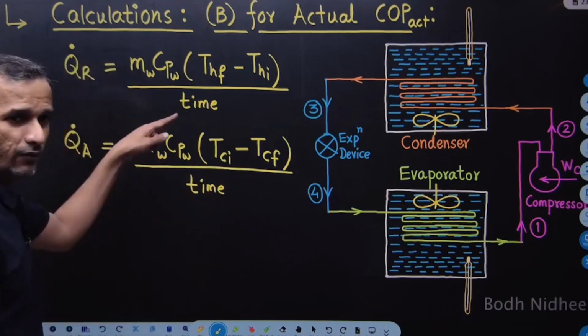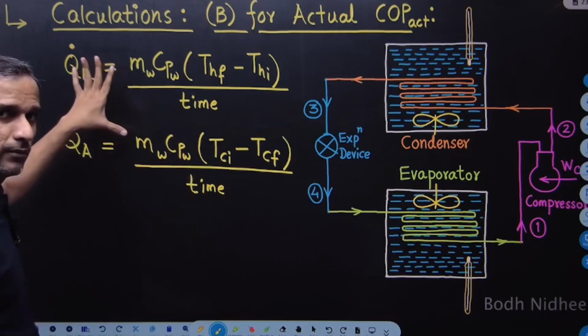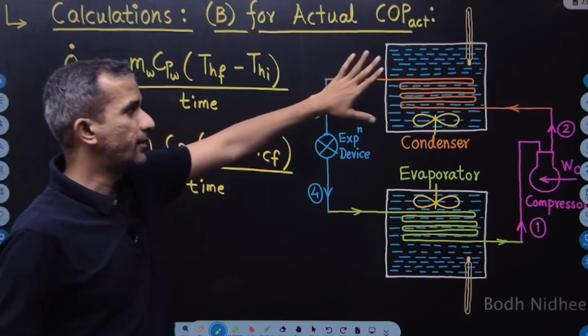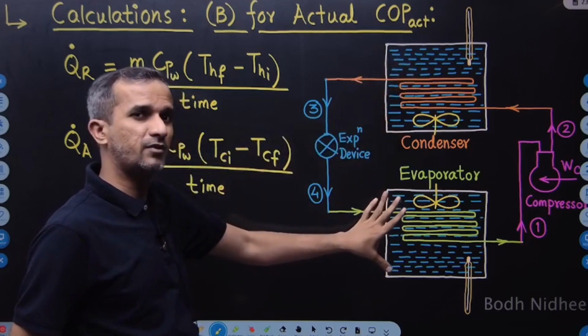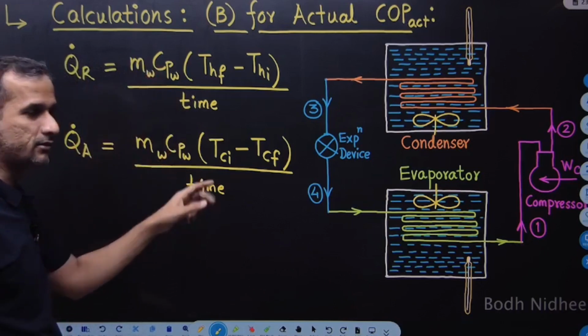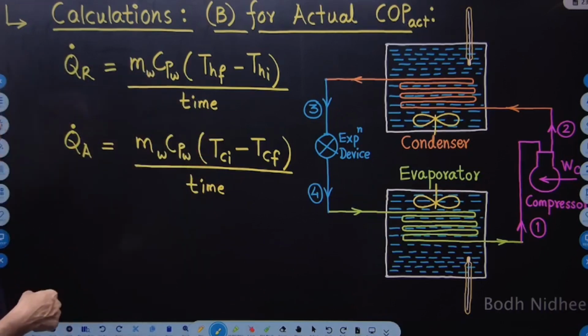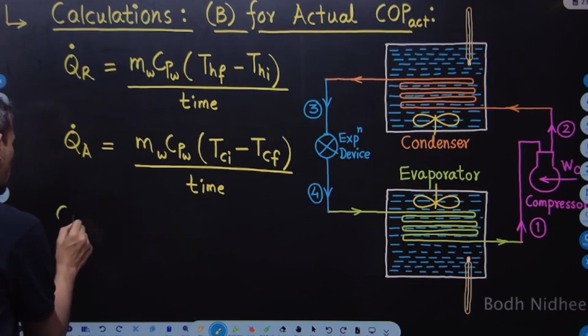Now the time required for both processes is same. We have taken the known mass of the water and we have made it identical. Whatever the mass of the water kept in the condenser was same as the mass of water kept in the evaporator. So this MCP gets cancelled, time gets cancelled. So now to find out the actual COP of the heat pump, what is the actual COP of heat pump?